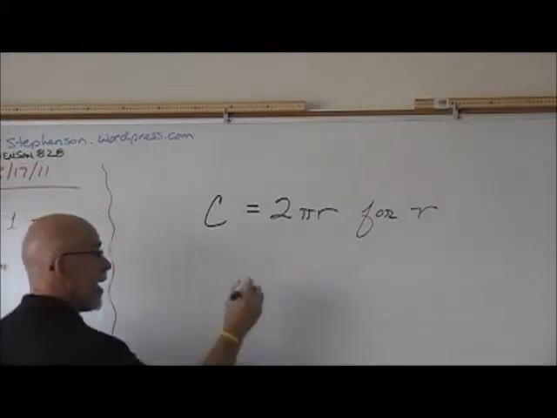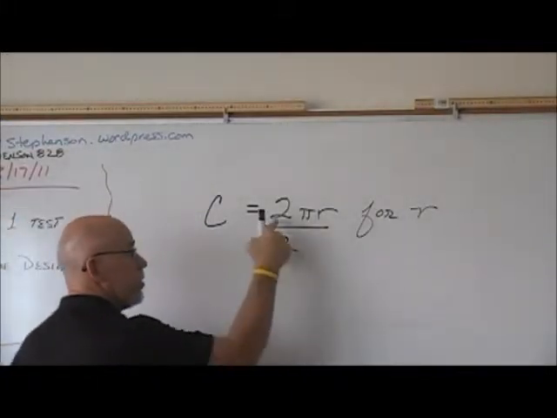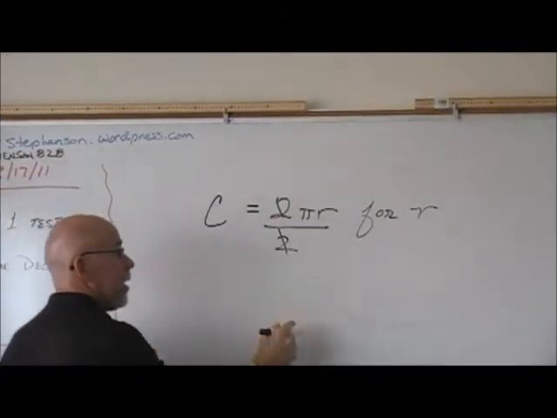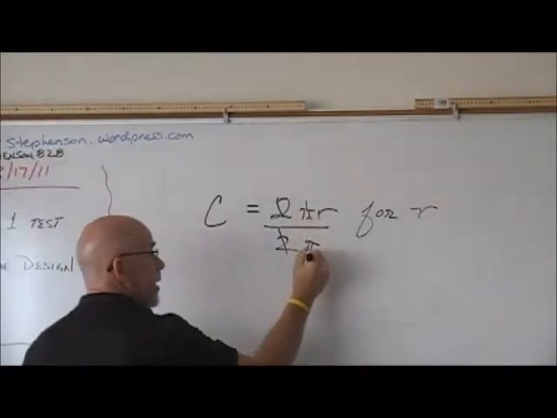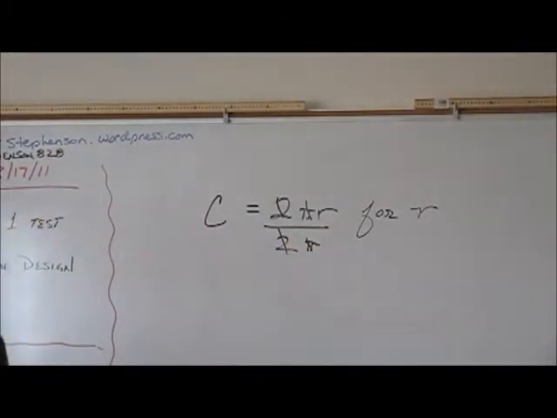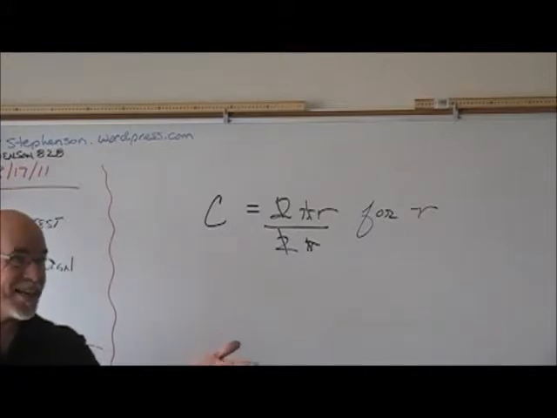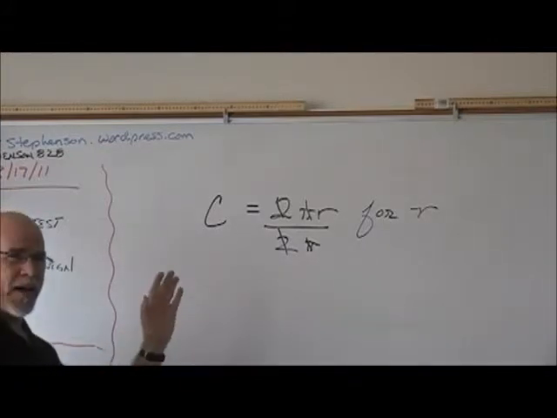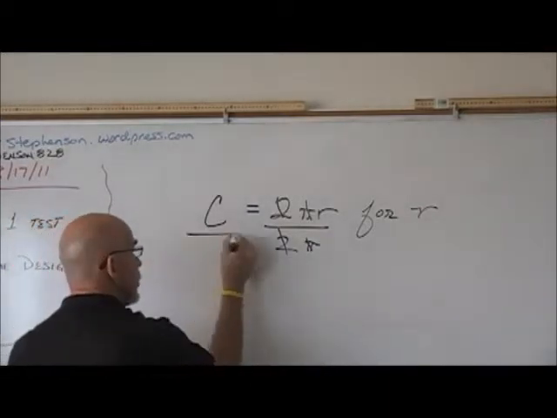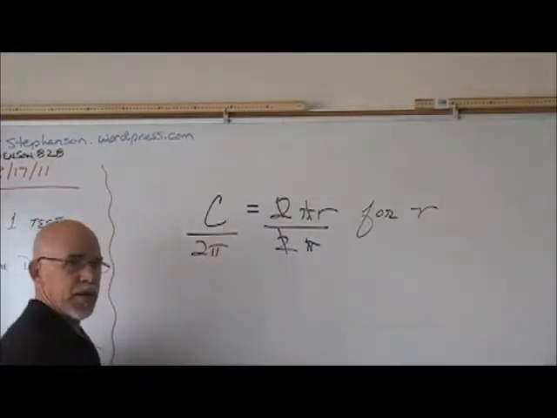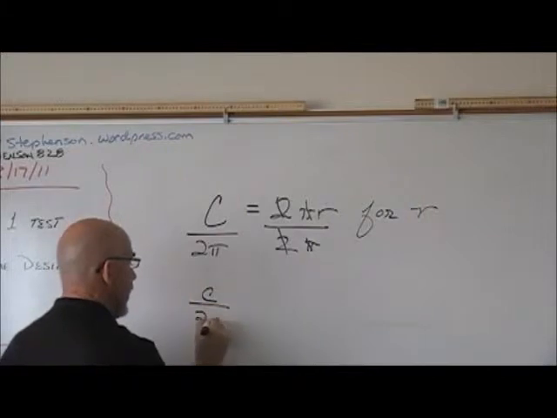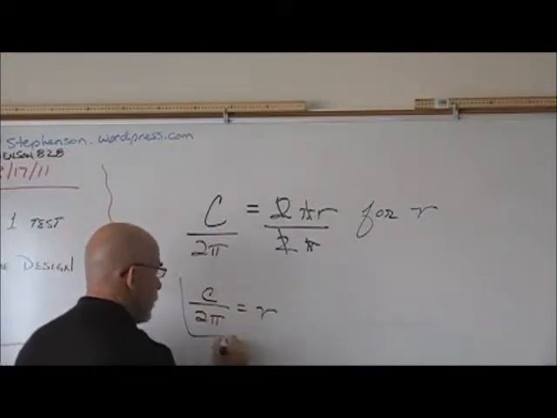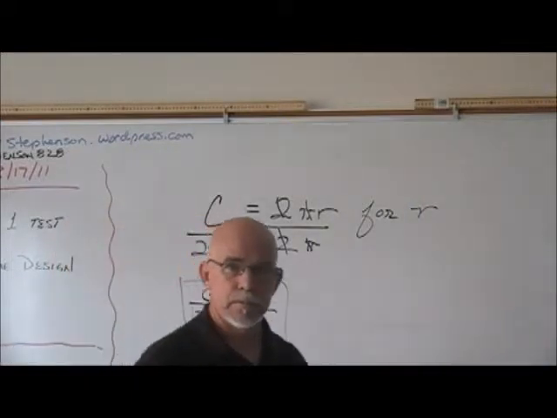So if I divide this by 2, what does that do to it? If I divide it by pi, it kills off the pi, right? You have to divide the other side. You can do anything to anything as long as you do it to everything. So if I divided the thing on the right side by 2 and pi, I've got to divide the thing on the left side by 2 and pi, and that is solving for radius.